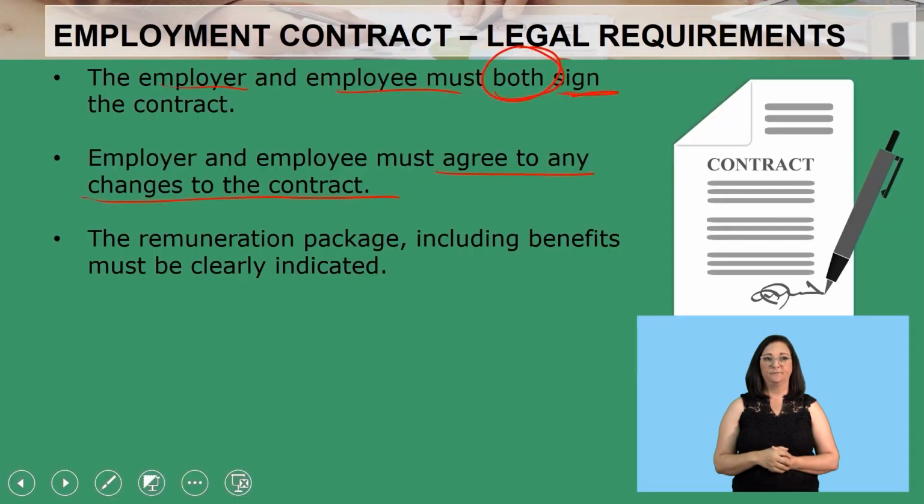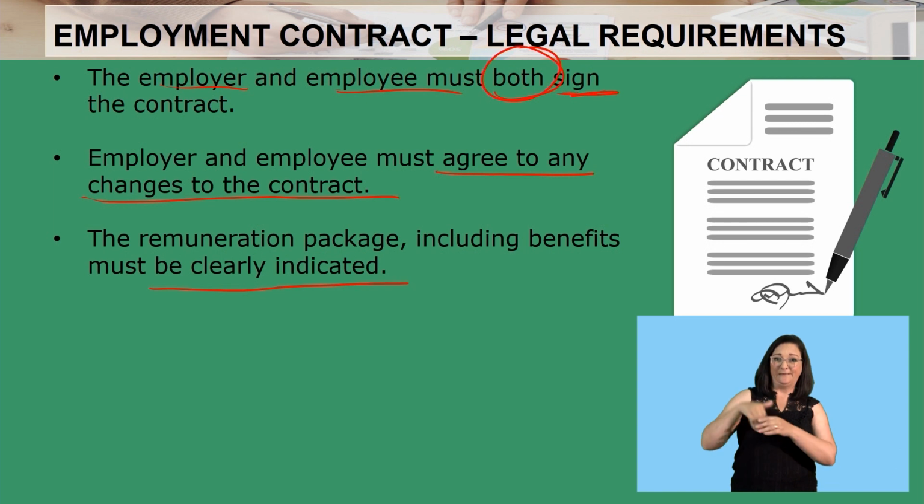Right, then the remuneration package, including the benefits, must be clearly indicated. You cannot hide certain things. You need to indicate everything from the salaries or the wage or whatever benefit that I'm getting here, be it medical aid, maybe the pension fund, maybe travel allowance, maybe car allowance, whatever remuneration package, it needs to be clearly indicated, not just there, but clearly indicated.